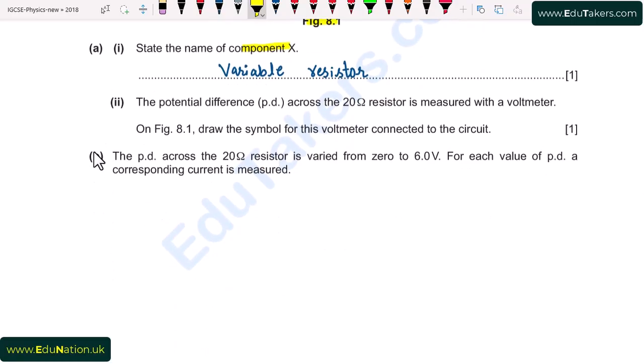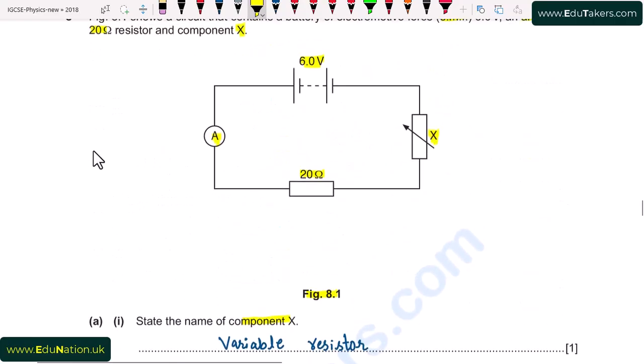Part 2. Potential difference across the 20 ohm resistor is measured with a voltmeter. Voltmeter is a device that is used to measure the potential difference. On figure 8.1, draw the symbol for this voltmeter connected to the circuit. So here we have to draw the symbol for the voltmeter. It is used to measure the potential difference across the 20 ohm resistor, as given in the question. And we know that a voltmeter is always connected in parallel. So I am going to draw the voltmeter here.